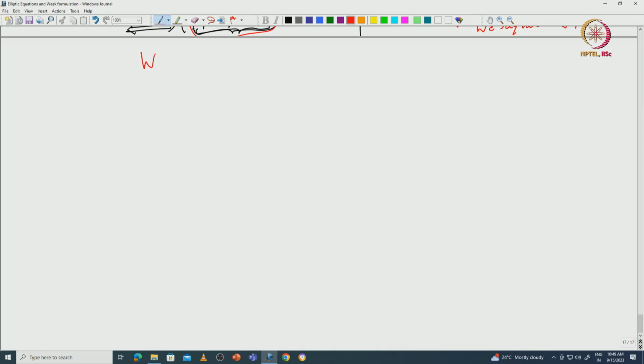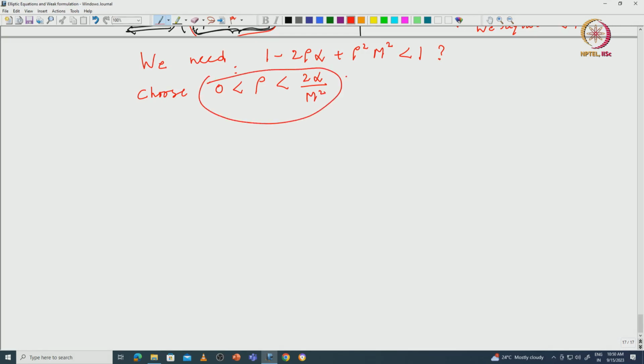Okay. So, for that inequality to be true, we need 1 minus 2 rho alpha plus rho squared m squared should be less than 1. This is what our question is. So choose 0 less than rho to get the above inequality. This is true if we choose rho less than 2 alpha by m squared. Okay. So once you choose this one, this will imply that F is a contraction.